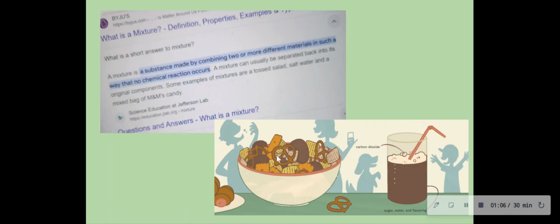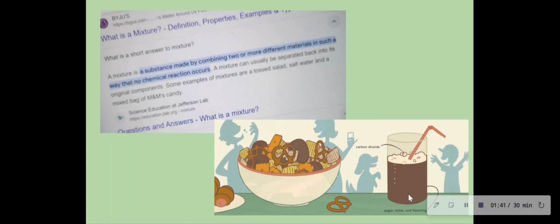If we go back, you can see I have a picture of like Chex Mix and soda. Basically, the Chex Mix is a good example because it's just a bunch of different things. You have like your wheat Chex, your rice Chex, your pretzels, and your Oreos and Cheez-Its. But you can separate them all into their individual groups. So like, you could take all the Chex out and put them in one pile, take all the pretzels out and put them in one pile, and so on and so forth. So that is a mixture.